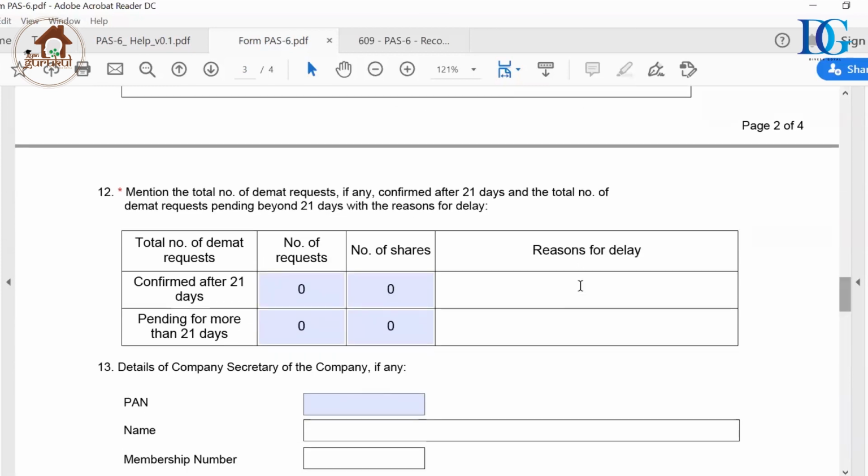Point number 12 is the important point. Mention the total number of demat requests, if any, confirmed after 21 days and the total number of demat requests pending beyond 21 days, with the reason for delay. You have to mention the number of requests confirmed after 21 days, the number of requests pending after 21 days, and the number of shares and the reason for delay.